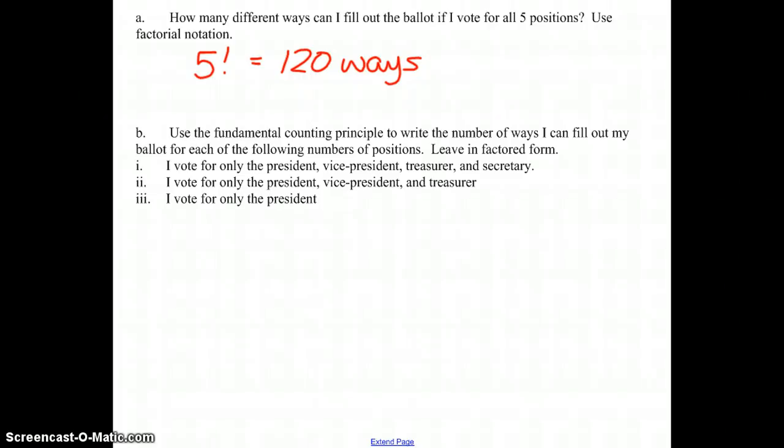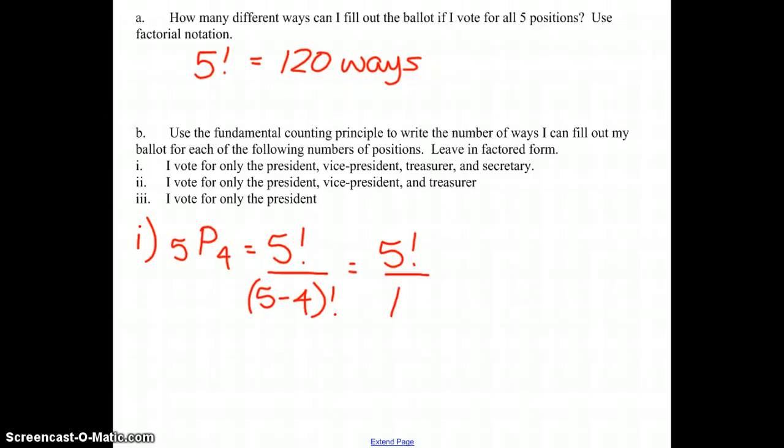Part B, now let's say that we're only going to vote for the president, vice president, treasurer, and secretary. So now we're only filling 4 positions. So we're going to use our nPr. So n in this case is 5 because we've got 5 people to choose from. And r is 4 because we have 4 positions to fill. So this is going to be 5 factorial over 5 minus 4 factorial, or 5 factorial over 1 factorial, which is 5 factorial. And that equals 120.